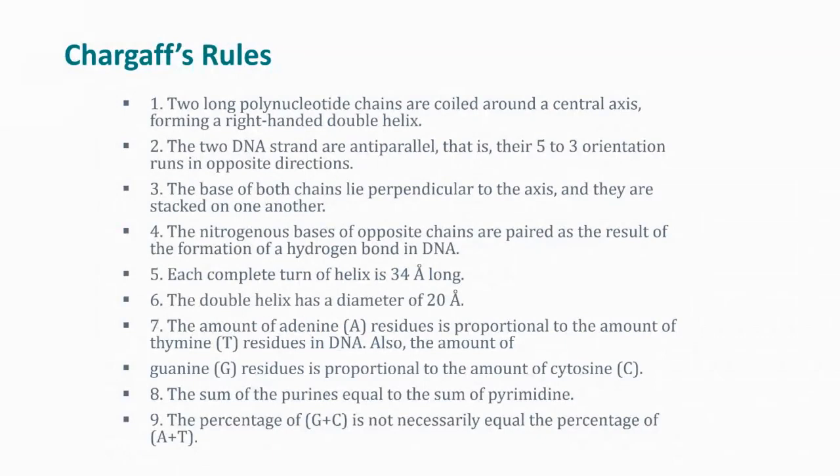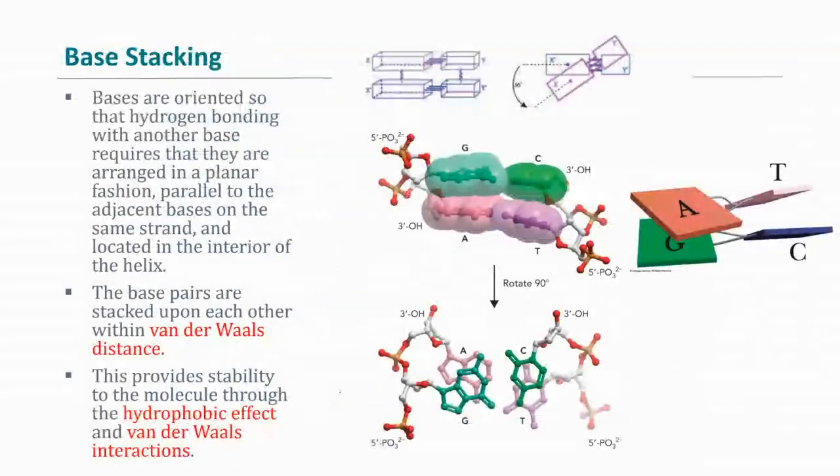And then the percentage of G plus C is not necessarily equal to the percentage of A plus T, because let's say in the genome you only have 10% of A, that means you only have another 10% of T, so that total is 20%. And that means the other G plus C will be 80%. So G plus C 80%, that would translate into 40% is G, 40% is C, and then 10% A, 10% T. So that's why the percentage of G plus C is not necessarily equal to the percentage of A plus T. Okay.